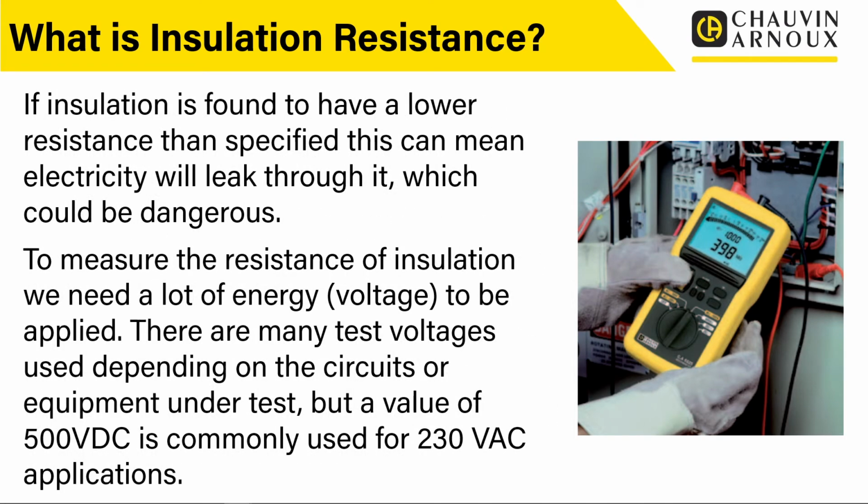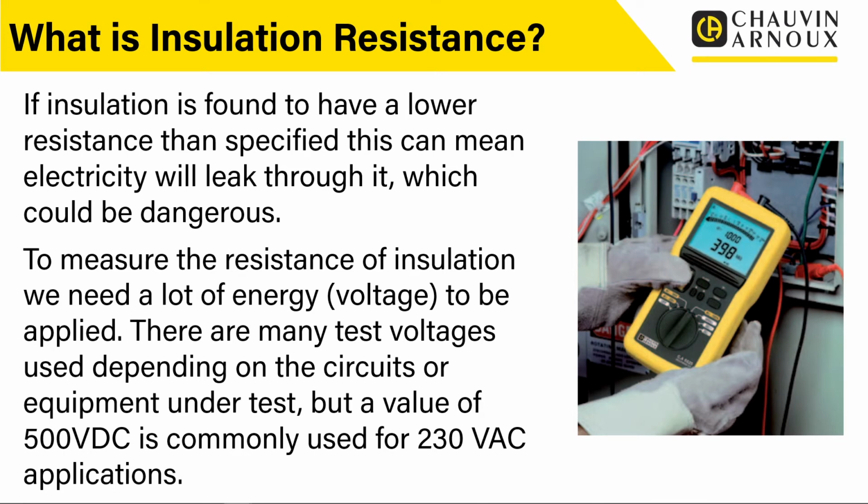So if insulation is found to have a lower resistance than specified, this can mean electricity will leak through it, which could be dangerous. To measure the resistance of insulation, we need a lot of energy or voltage to be applied. There are many test voltages used depending on the circuits or equipment under test, but a value of 500 volts DC is commonly used for 230 volt AC applications.